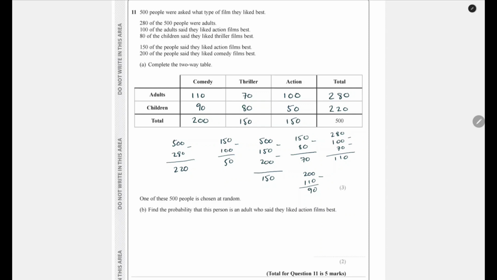Part B says one of these 500 people is chosen at random. Find the probability that this person is an adult who said they liked action films best. So we know that the total number of people is 500, so that's going to be our denominator, and our numerator is the number of adults that said that they like action films, which is 100. So it's 100 over 500.